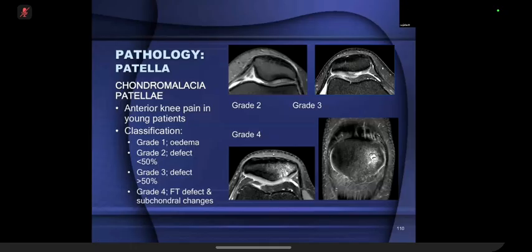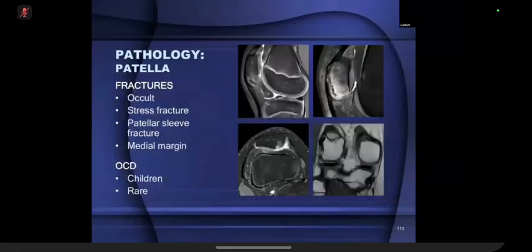cartilage. Then grade 3 injury is when you've got a partial thickness cartilage defect over here. A grade 4 injury is when you've got a full thickness cartilage defect with significant subchondral bone bruising. So softening, partial thickness, full thickness with then subchondral change. These are the 4 grades of chondromalacia. And you should try and see these not just in the patellofemoral joint, but also in the tibiofemoral joint, over the weight-bearing surface of the femur and the tibia.